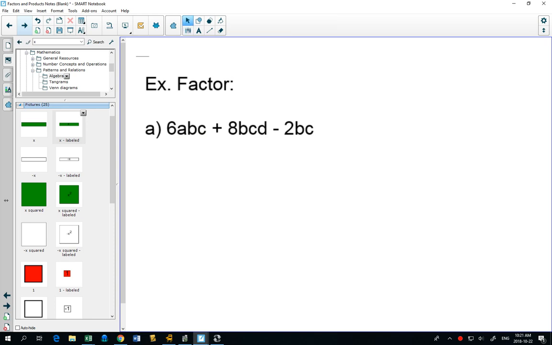Whew, whole bunch of letters, but you did these ones as well. Look at the numbers first. Is there something in common, a common factor of 6, 8, and 2? Yes, it's a 2. Then look at your variables or your letters. Are there letters that are in each of them? B and C. So then we ask ourselves, what is left? If I've taken out a 2 and a B and a C, we imagine, what would I have to multiply here to get 6? I would need a 3.